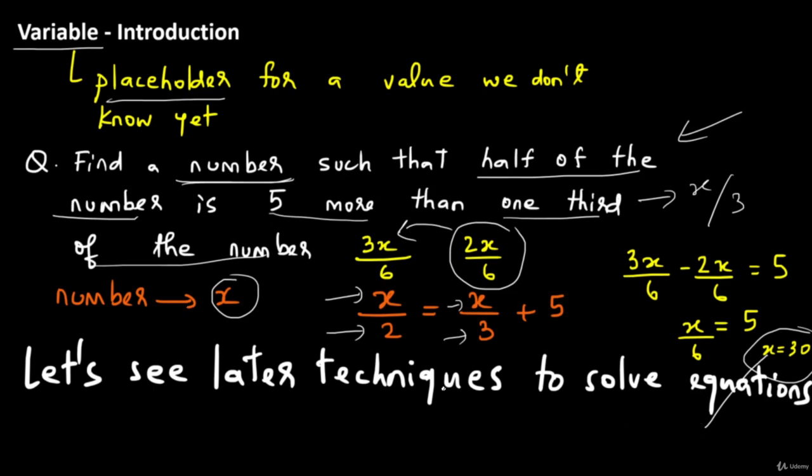Now let's try to substitute it over here. What is x by 2? That's 15, right? What is x by 3? That is 10. And you can see that 15 is equal to 10 plus 5. And it satisfies the condition given over here. Now let's see a few sample situations where using a variable is of great use.